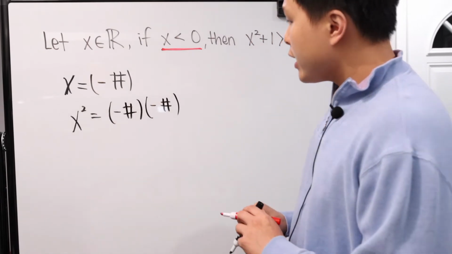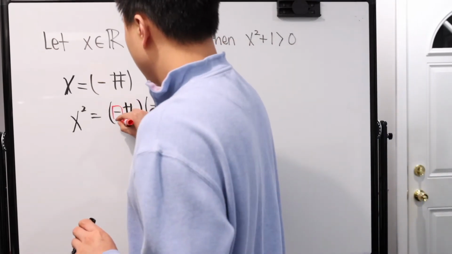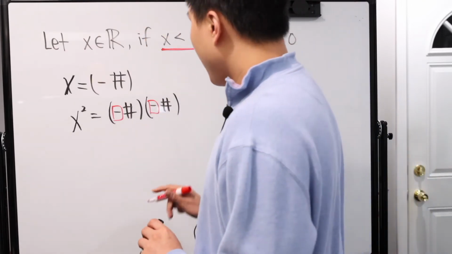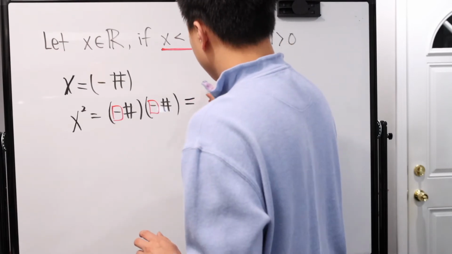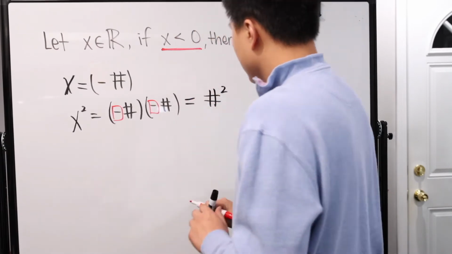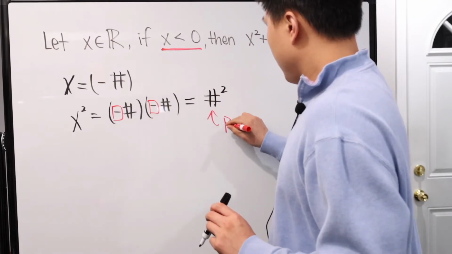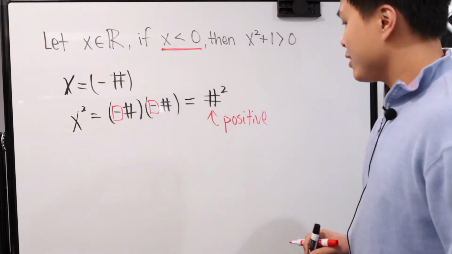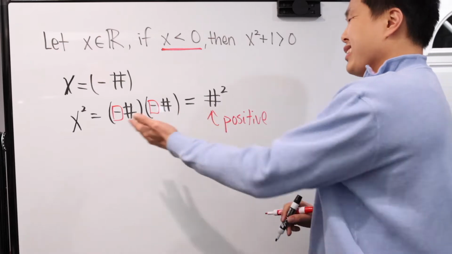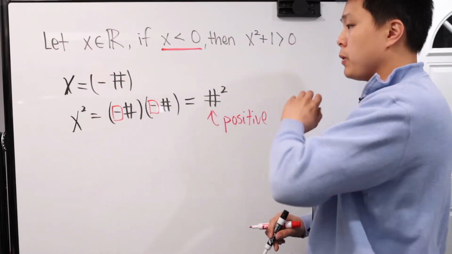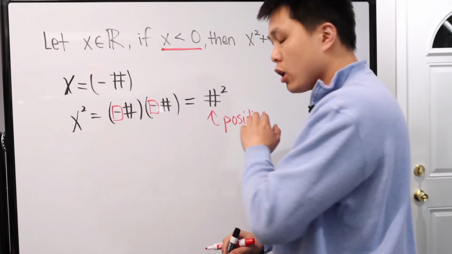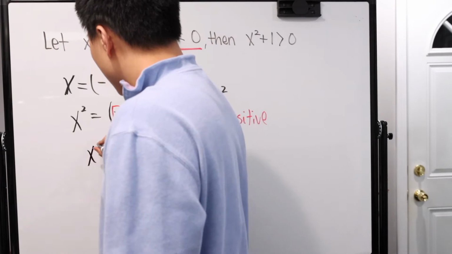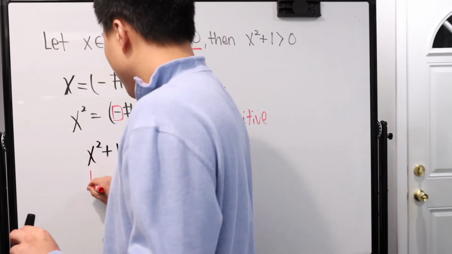Okay, now that's actually getting us somewhere, because guess what? Two negative numbers, if you multiply them together, negative times a negative is positive. So technically, this right here gives you the number squared, where this is positive. Okay, now we're getting somewhere. Well, what else? This is not what we want. We want to work with x squared plus 1. Well, we know that x squared is going to be a positive number no matter what. Now, if that's the case, x squared plus 1: this is positive.